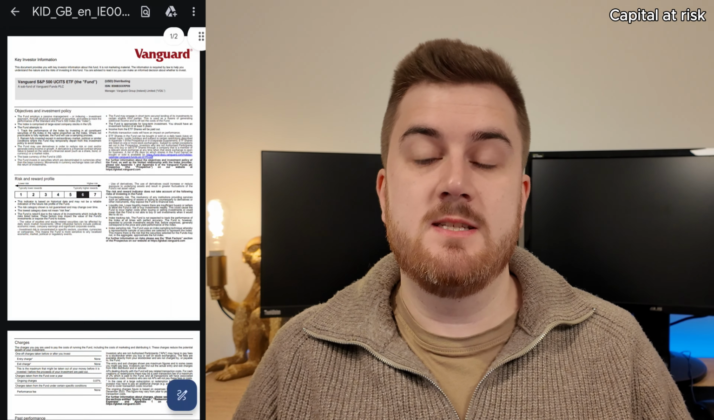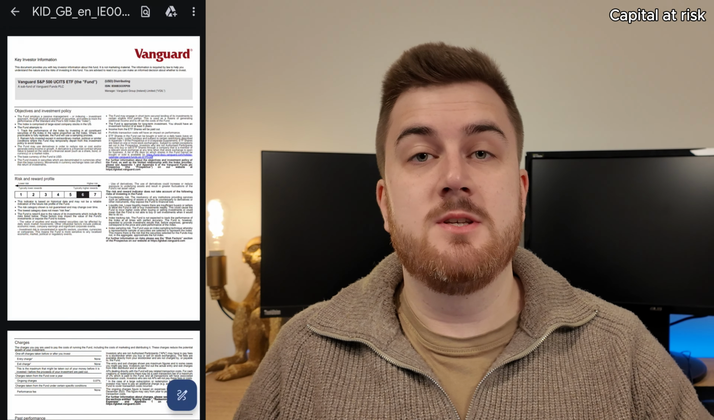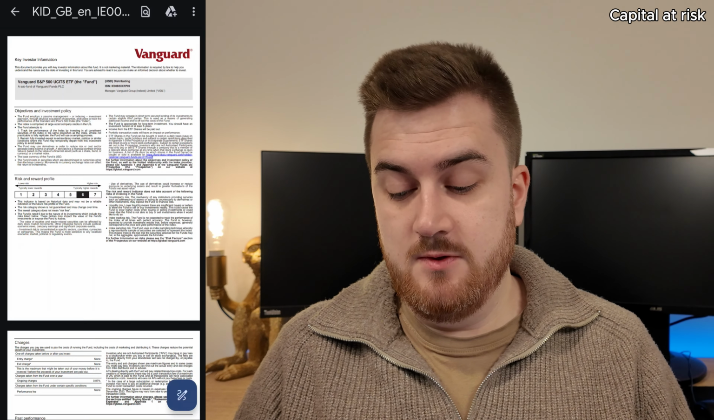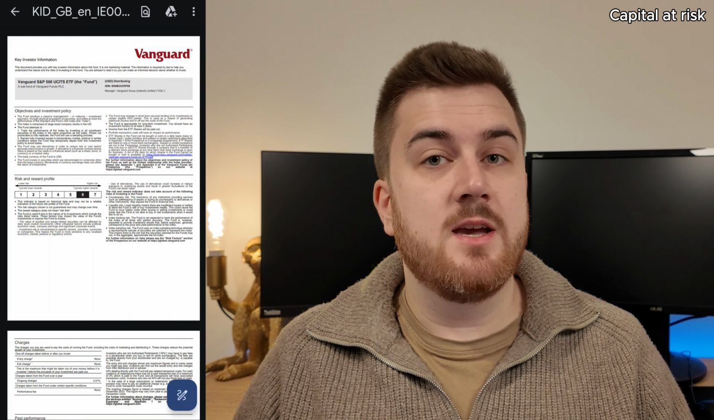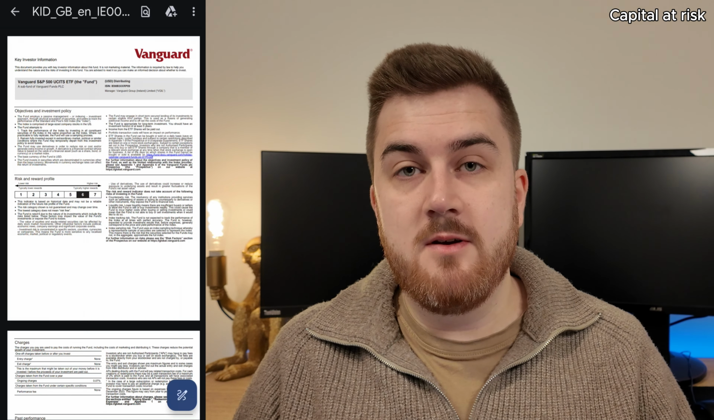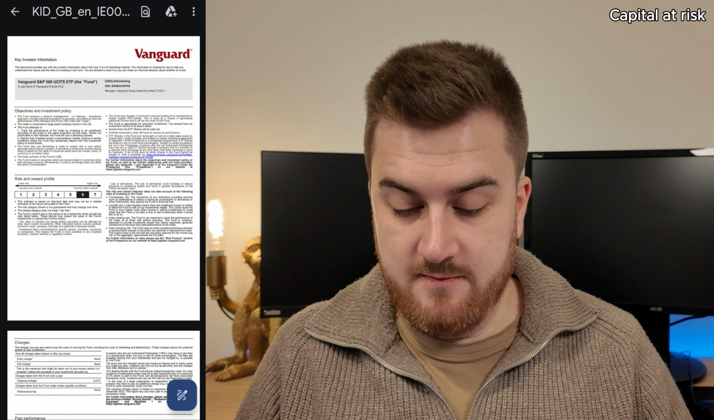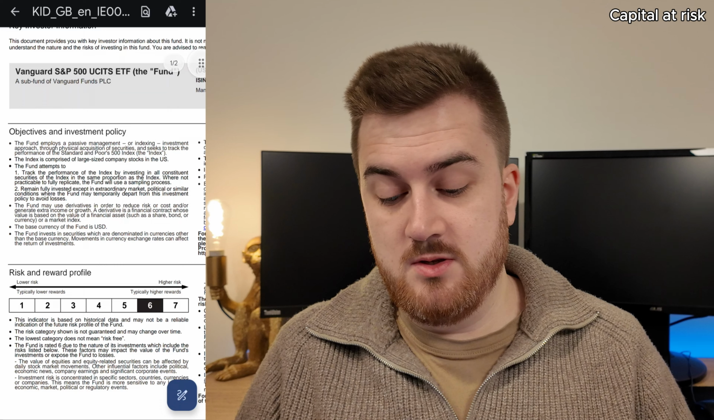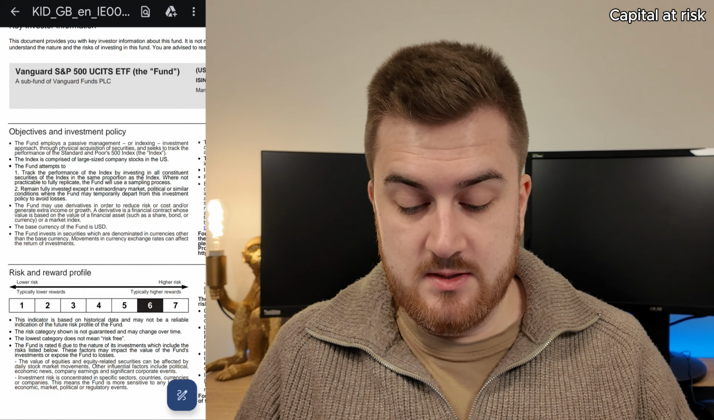So here we are on the key investor information document. This has a standard layout. So no matter what provider you're using for your fund, Vanguard, iShares, WisdomTree, Xtrackers, these will all look very, very similar because there is a standard layout they have to follow. So what you have at the top is a description, what the fund does, how it attempts to track the index. You have a risk and reward profile.